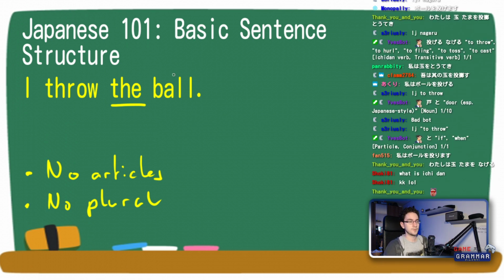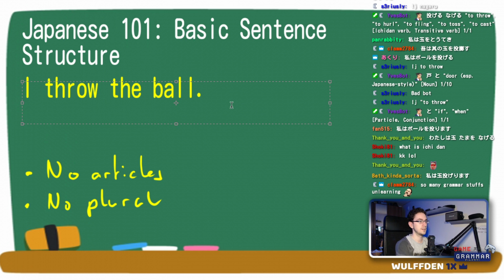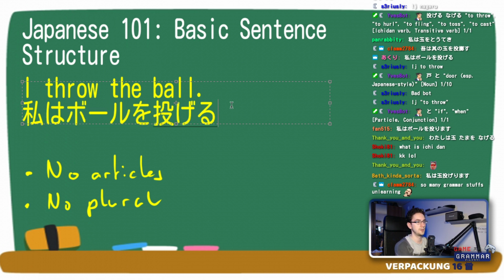Alright, so let's write down that sentence. I'm going to go back in here. Well, first, before I do that, delete this, go here, and we're going to make a new line and write, Watashi wa boru o nageru. Which you did really well with. There you go. So many grammar stuffs.